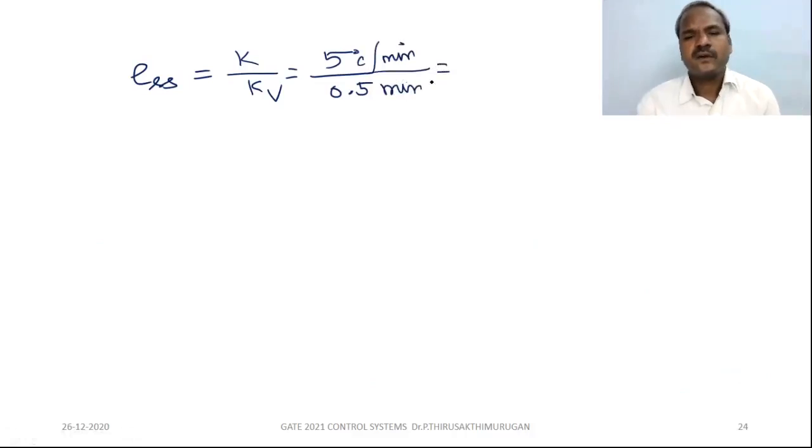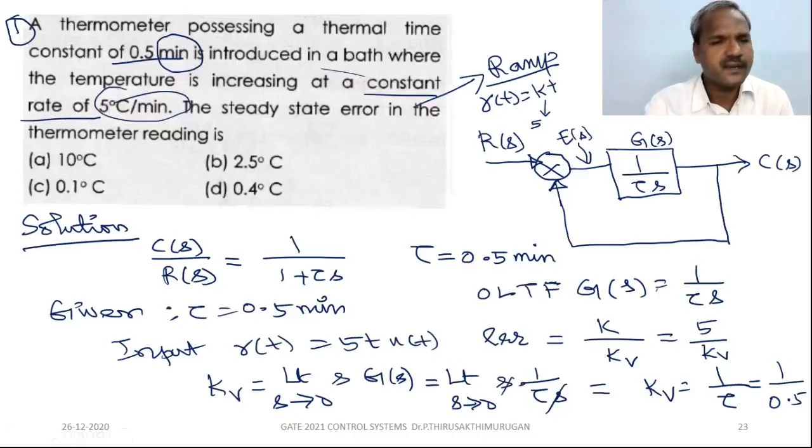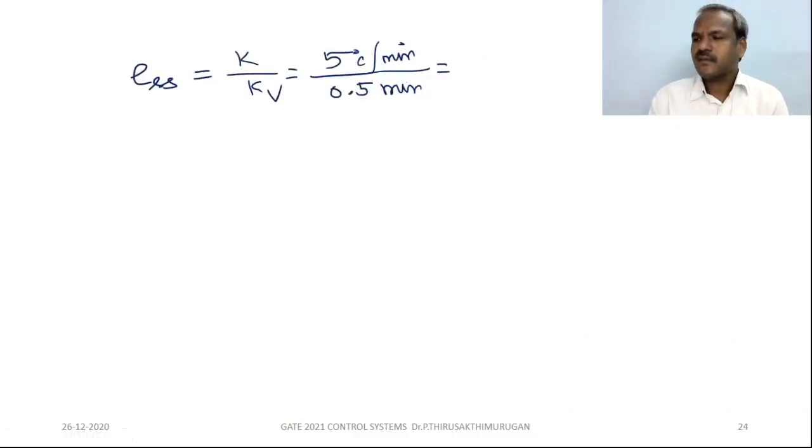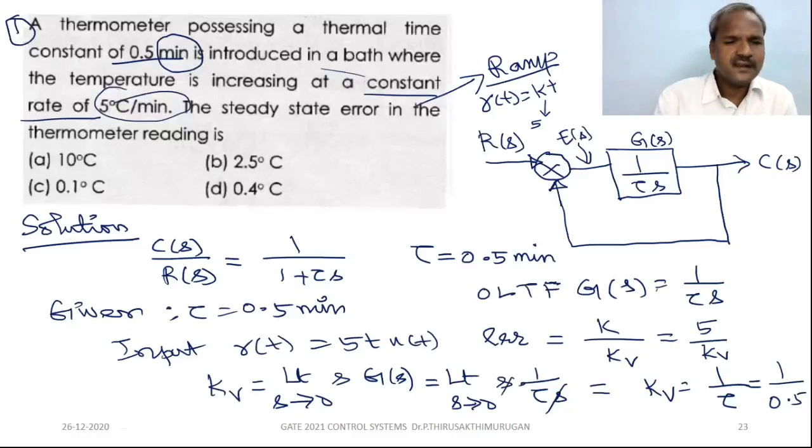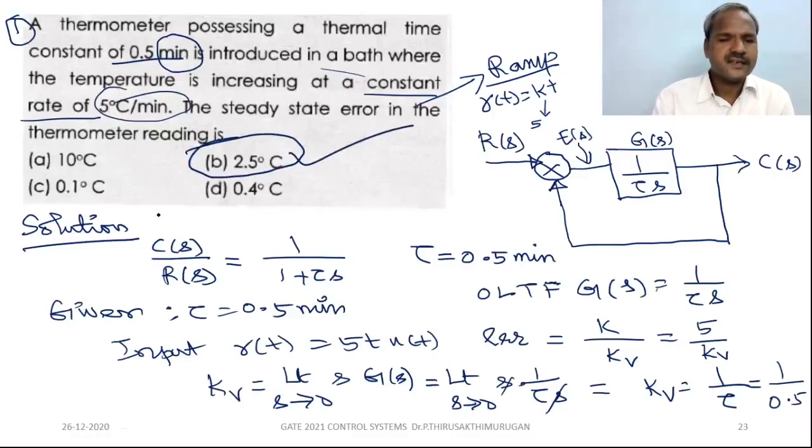Clear? So what do we get? Only minute cancels. The rate is 5 degrees per minute, and Kv is 1 by 0.5. So minute cancels, and we will be getting 2.5 degrees Celsius. So this is the answer. What is the correct answer? 2.5. So B is the correct answer.